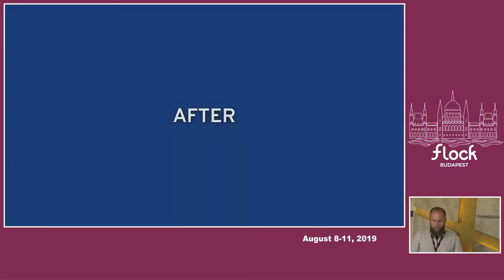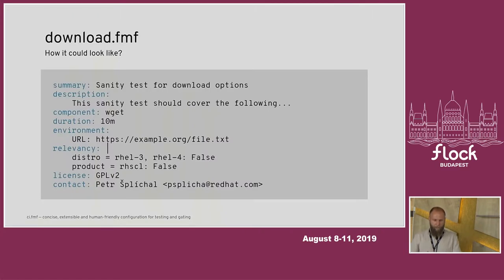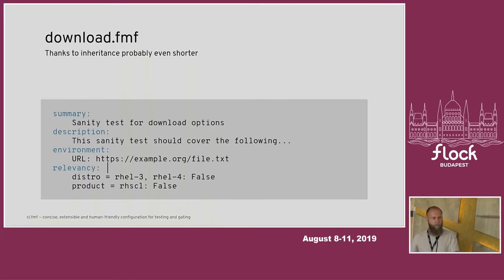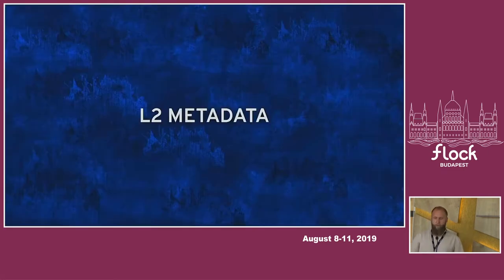How could it look? A single one. As you see, key, value, some extensions. Of course, the support for inheritance, as I mentioned before. So, in fact, this example would probably look like this, because the rest of the data are shared in the component, so you would not want to repeat that again and again. So, that would be about level one.